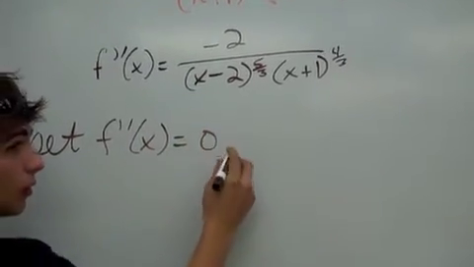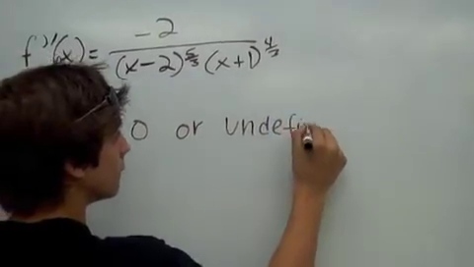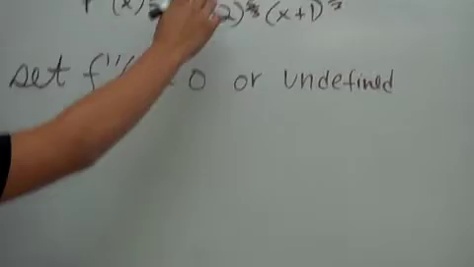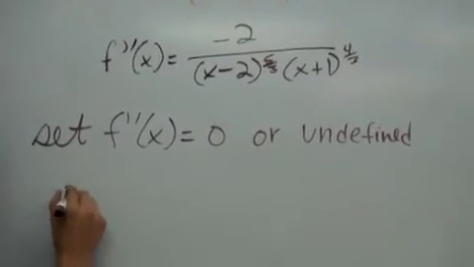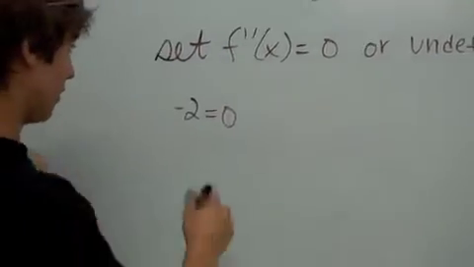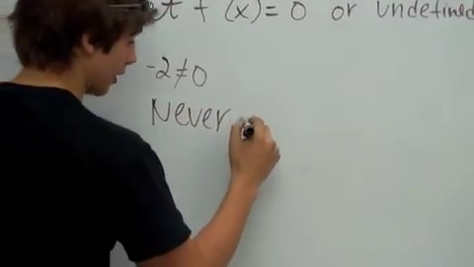we set our second derivative equal to 0 or undefined. Alright, in order for the second derivative to be equal to 0, you have to set the numerator equal to 0. So it is going to be -2 equals 0. And since that can never happen, it can never, ever happen.